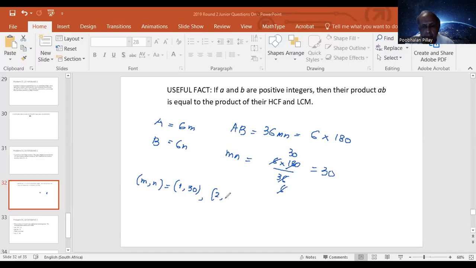m is 2, in which case it's 2 times 15, or 3 times 10, 4 times, no, it doesn't work, 5 times 6, and 6 times 5. But on this side, you'll have them all backwards now. You have 10 times 3, 15 times 2, and so on. Okay. Now let's go back to the question to see what they were asking.